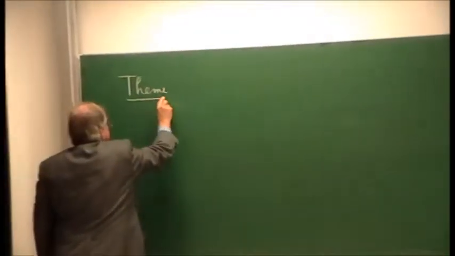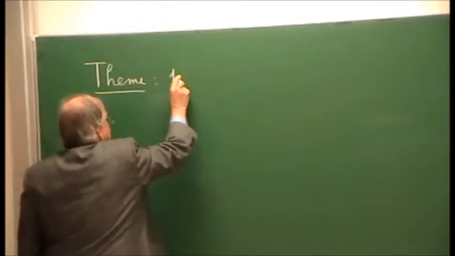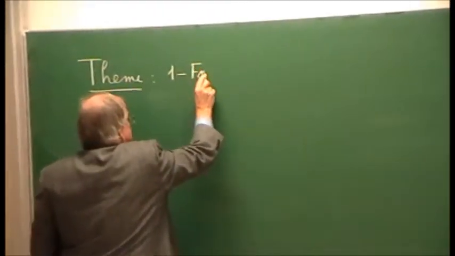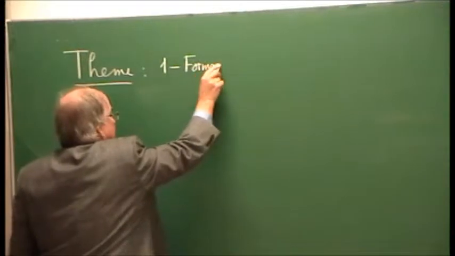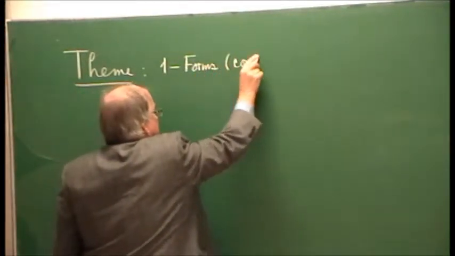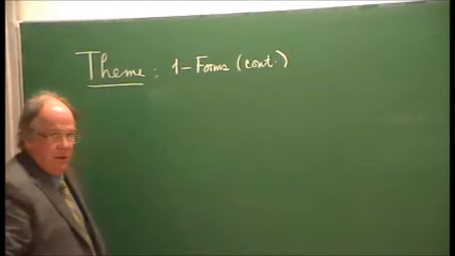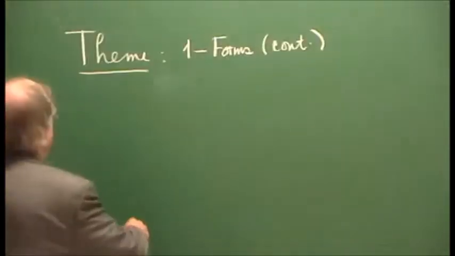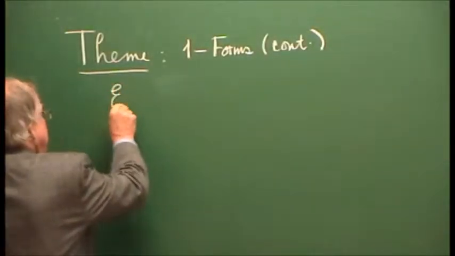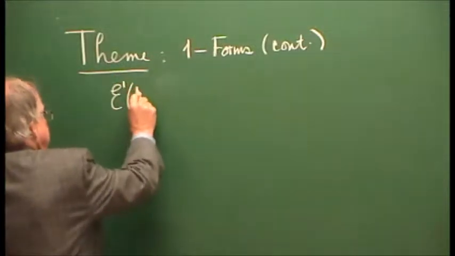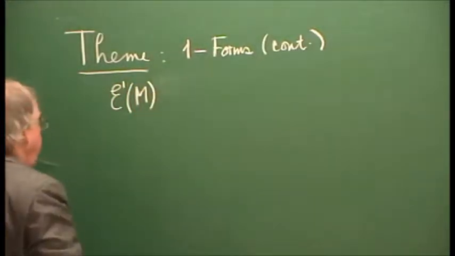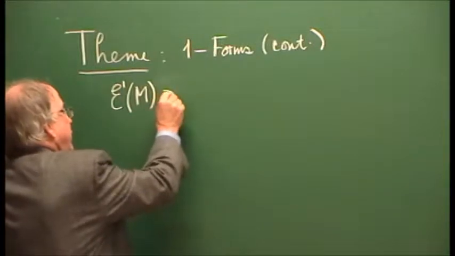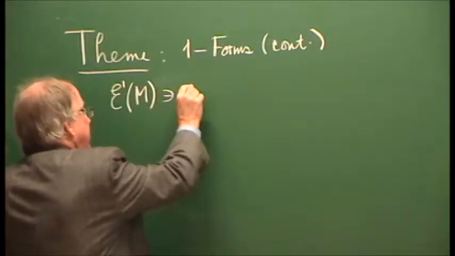Today we will start tending towards some interesting things, but first we must have a bit of background still. Just some words about one forms to also remind you of the situation. So the space of one forms on a manifold M is denoted by E1 of M. And I usually write a form with Greek letters, so omega.